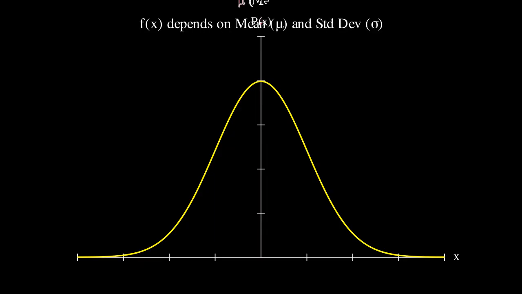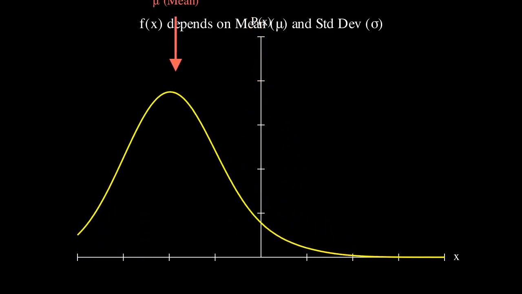Mathematically, this curve is defined by a probability density function. It looks complex, but it is driven by just two numbers. The first is the mean, represented by the Greek letter mu. The second is the standard deviation, represented by sigma.